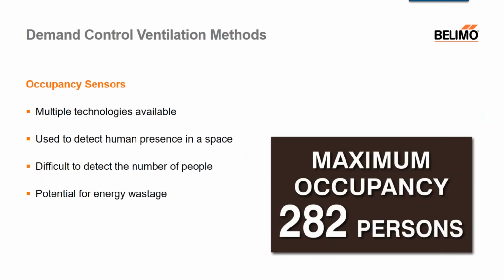Occupancy sensors. There are multiple technologies available. The occupancy sensors are used to detect human presence in spaces. It is difficult to detect the number of people, and it is mostly used for individual or smaller areas. This also results in energy wastage due to full ventilation rates in operation, regardless of the number of occupants.